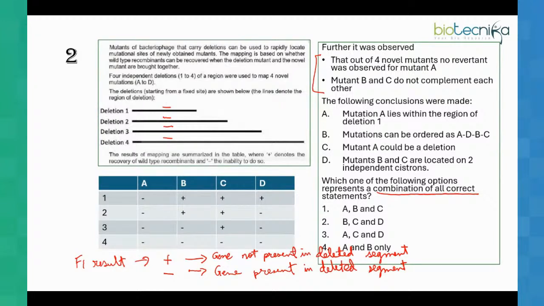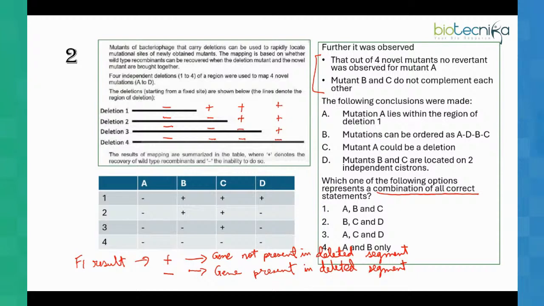What about a gene that is present in this particular segment? It means a segment which is not deleted in deletion 1 but deleted in the other 3. So for deletion 1 it will show a wild type phenotype, for the others it will be negative. Similarly, a gene which is present in the segment that is present in deletion 1 and 2 but absent in 3 and 4 will show a phenotype of plus, plus, but minus, minus. And in this particular segment, if you have any gene, it will show plus, plus, and plus, but minus for deletion 4.